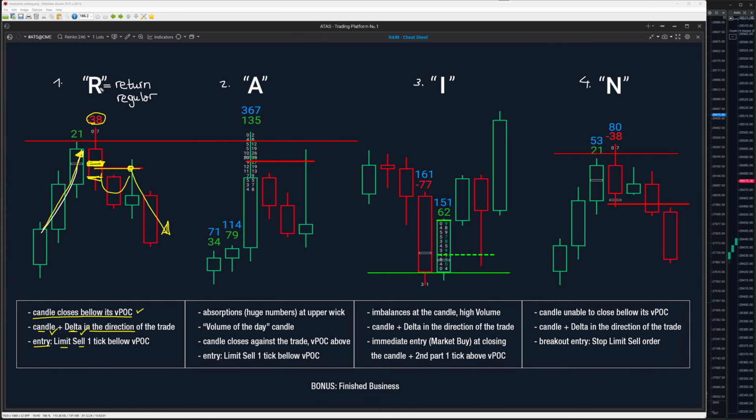That's it. And there can be an R signal, the letter R above the entry candle, or R plus. R plus is when there is a 0, a finished business, at the bottom of the candle. So again, you don't need to pay any attention to where the candle closes compared to its VPOC, what the delta is, where the VPOC was, where you have to draw the line, and so on. You just wait for the pullback.